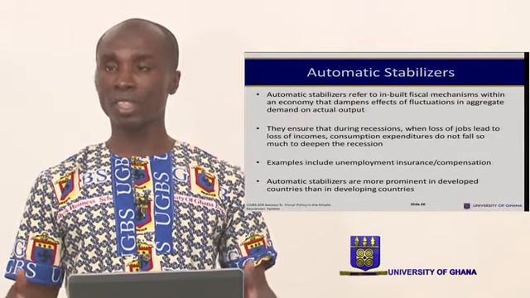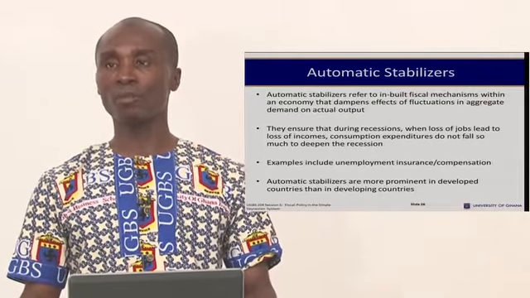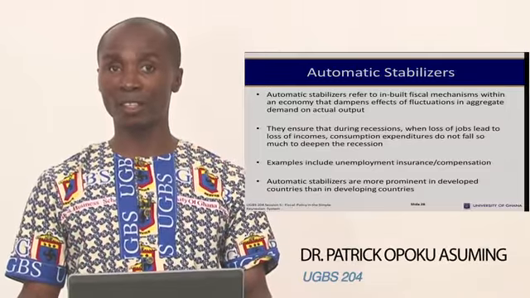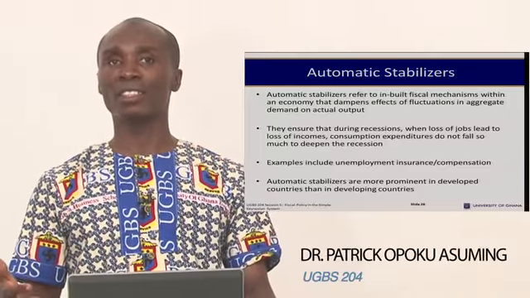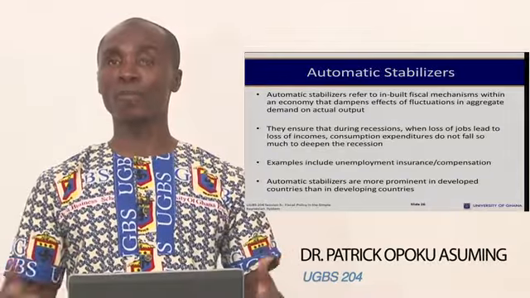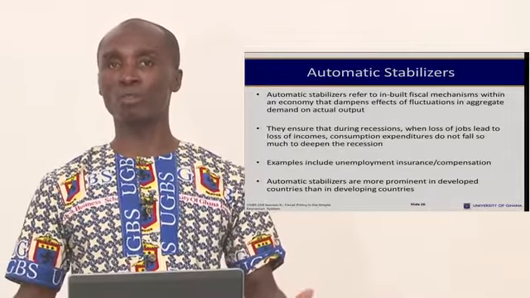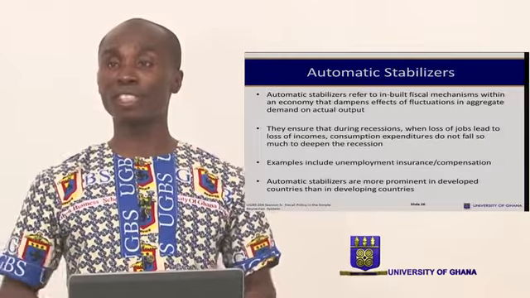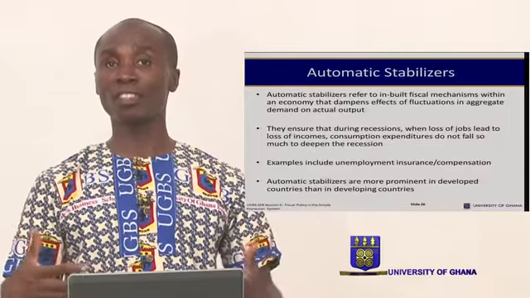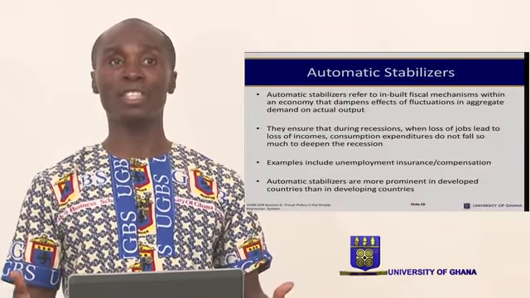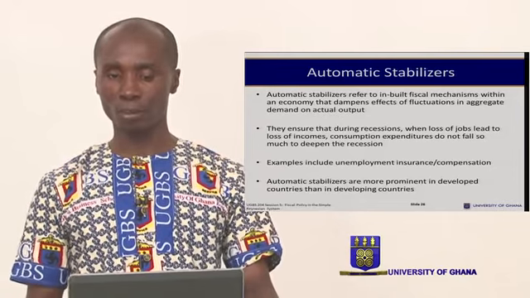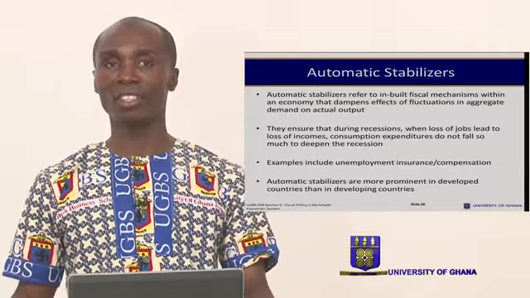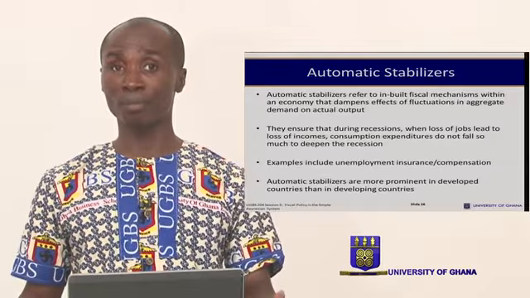For instance, during recessions, what the government wants to do is boost the level of aggregate demand by increasing the level of spending. But ordinarily, this will require passing a new budget. For instance, it has to go to Parliament to increase the level of spending. With automatic stabilizers, the government doesn't do anything. These measures automatically kick in when they are needed. Examples include unemployment insurance or compensation, and also a progressive tax system.